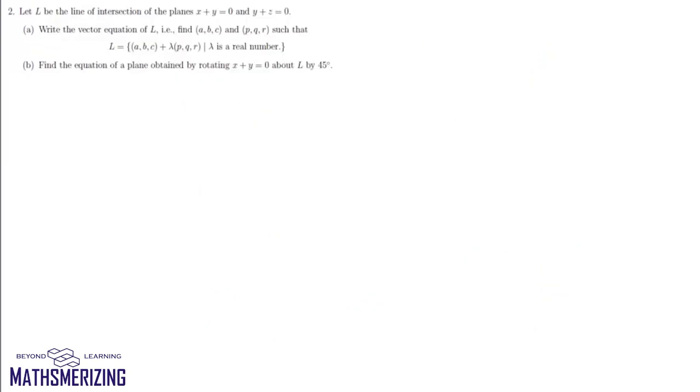Now question number 2 is, let L be the line of intersection of planes x plus y equals 0 and y plus z equals 0. So we have two planes, x plus y equals 0 and y plus z equals 0. So this is x plus y equals 0, and suppose this is y plus z equals 0, and then we have this line of intersection.